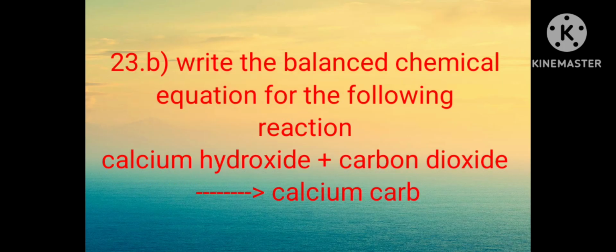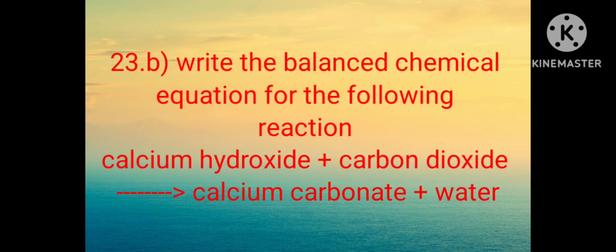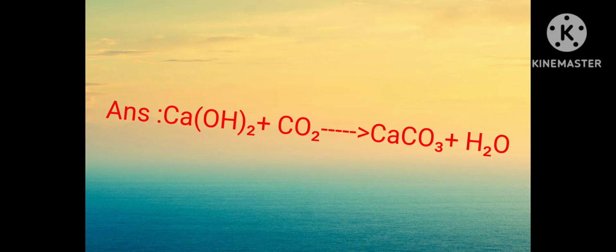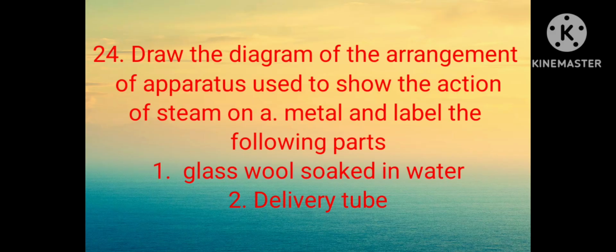Write the balanced chemical equation for the following reaction. Calcium hydroxide plus carbon dioxide gives calcium carbonate plus water. Answer: calcium hydroxide Ca(OH)2 plus CO2 carbon dioxide gives calcium carbonate CaCO3.